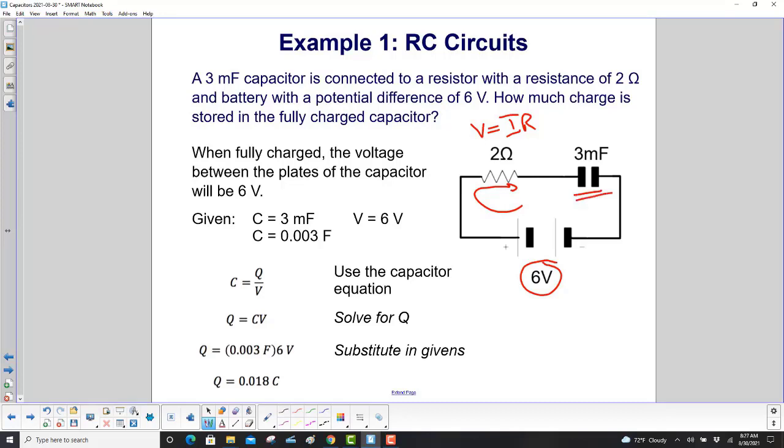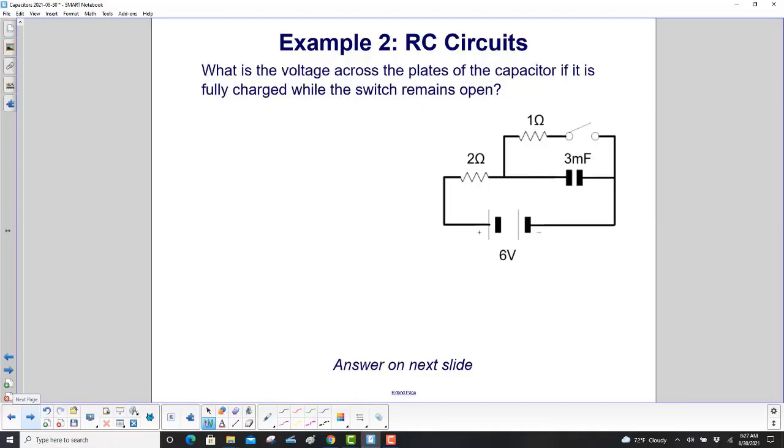So we change the capacitance from millifarads to farads by moving the decimal place over 3 places. The voltage is 6 volts. Here's our capacitor equation. We need to solve for the charge, so we multiply both sides by V, substitute in our givens, and we get a charge of 0.018 coulombs. So the key part of this problem was recognizing that the entire voltage drop is across the capacitor once it's fully charged. What is the voltage across the plates of the capacitor if it is fully charged while the switch remains open?